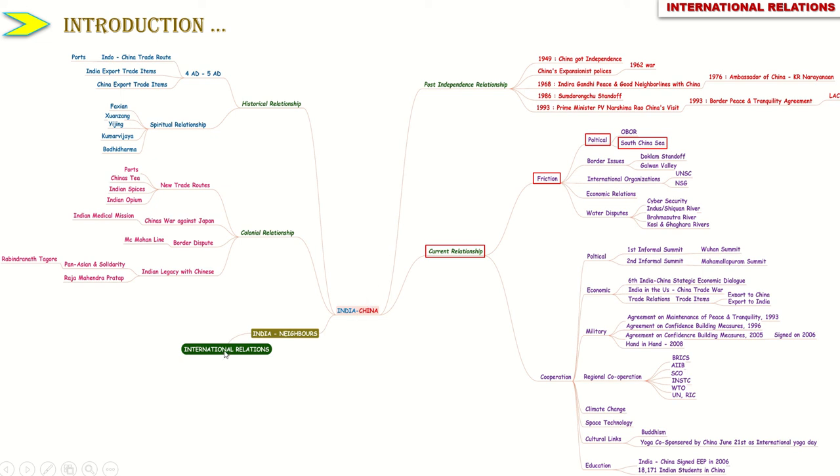So please remember this complete article is about international relations. Under international relations, we divided it into three parts, and this is the first part, Indian neighbors. Under neighbors, India China. Under India China, current relationships. Under current relationships, the friction relationships. Under friction, first one is the political strategies. Under political, the first topic was one belt one road, and now we are going to discuss South China Sea dispute, and in the same way we will cover all these topics, right? So let's start our South China Sea dispute.